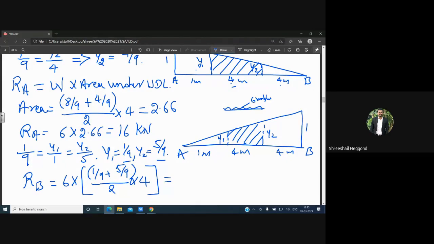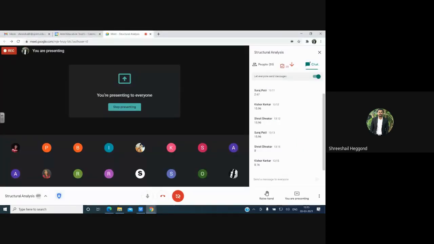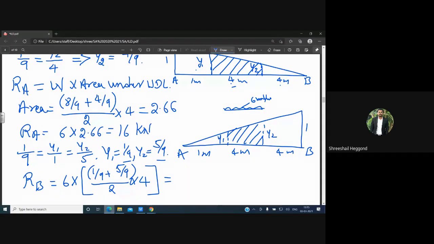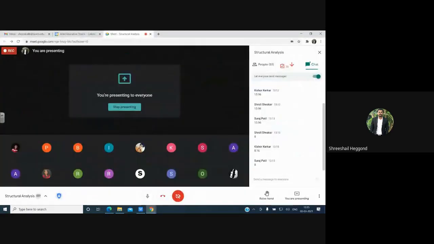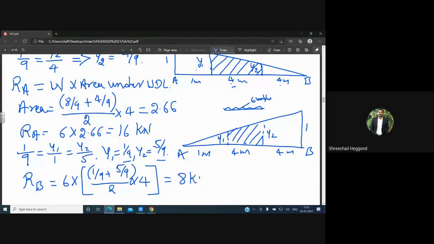RB value is 8. If you have written RA as 16, it will be 8.04 as per your previous calculations. No, it will be 8.0. The next value will be the round figure as 8. Support reaction at B point can be given as 8 kilonewton.